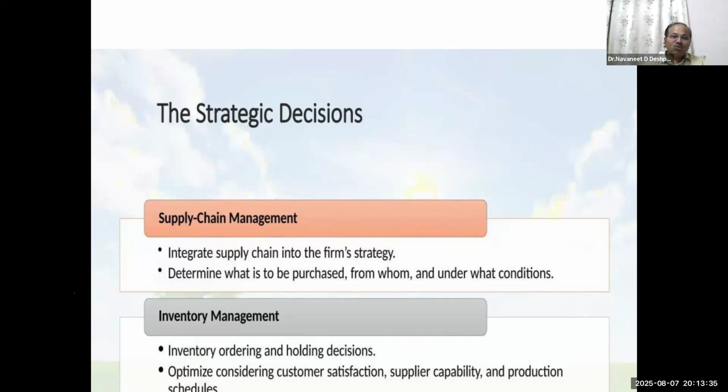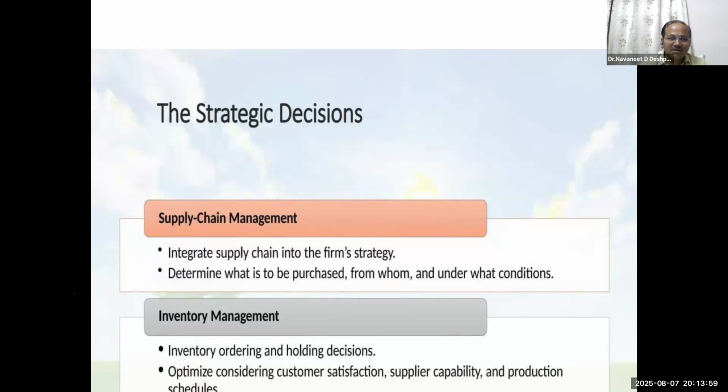Then determine what is to be purchased, from whom it has to be purchased, under what conditions, for how long, and who are our regular suppliers. Out of around 10 to 15 people, you'll end up zeroing in on one or two suppliers only, on a regular basis, who can provide us all things required for the entire hospital. So two or three major suppliers we have to identify. So that's supply chain management.